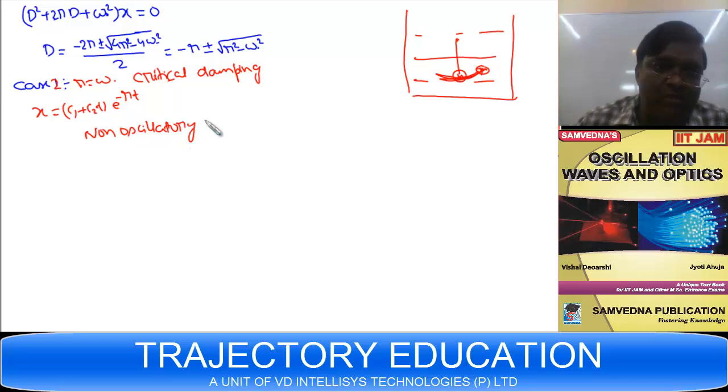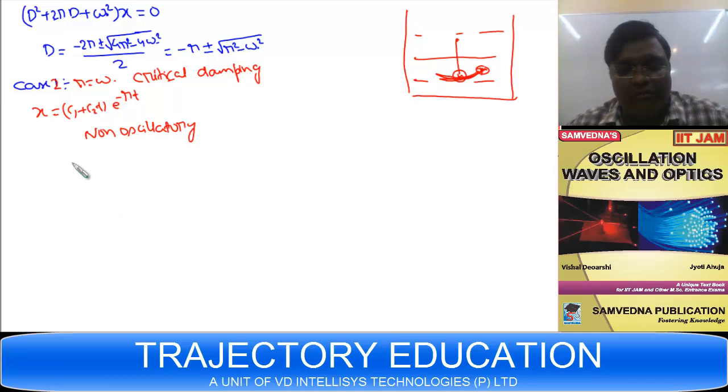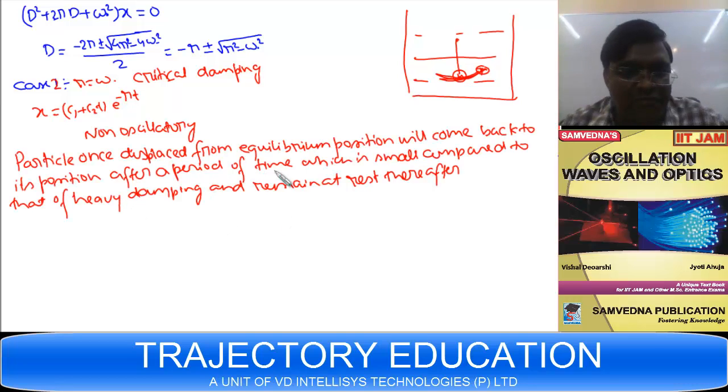Again, this is non-oscillatory. A particle once displaced from equilibrium position will come back to its position after a period of time which is small compared to that of heavy damping, and remain at rest thereafter. So this is also non-oscillatory. This is called critical damping.